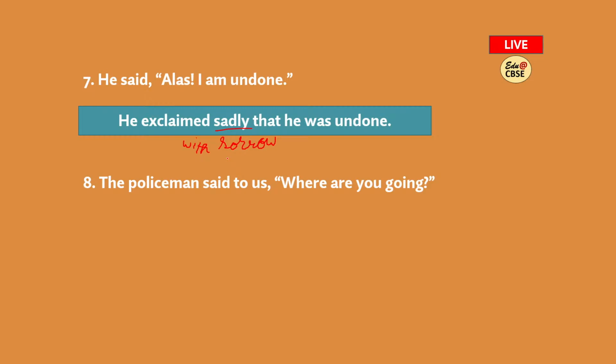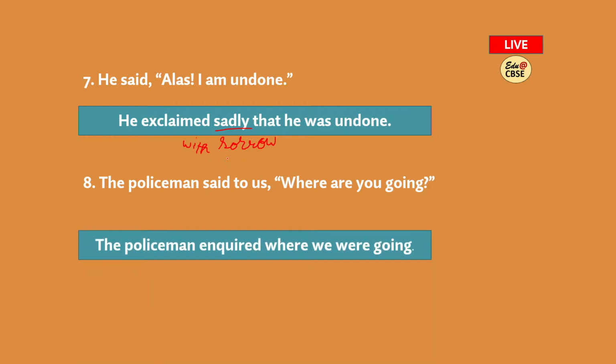So here again, this is an interrogative sentence, so carefully change it. The policeman asked us where we were going. Yes, Sanvi, correct. The policeman asked us where we were going. So you are now following how you have to change it. The policeman asked or the policeman inquired, because the policeman is inquiring. So you can use the word inquired here. If you write asked, that is also going to be correct. The policeman inquired where we were going.